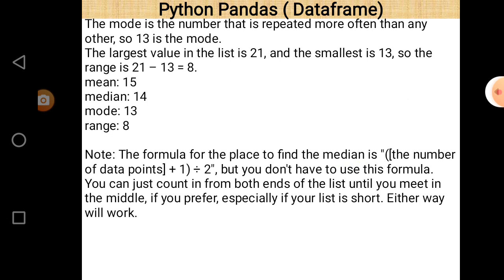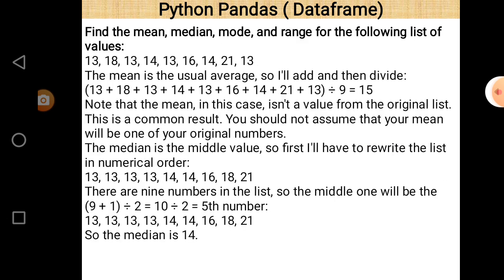Second one is mode. Actually mode is the number that is repeated more often, so 13 is the mode. A number which appears more than one time, and actually in this case there are many numbers which appear more than one time, and the number which appears the largest number of times is called the mode of that particular data set. So in this case, mode is 13.